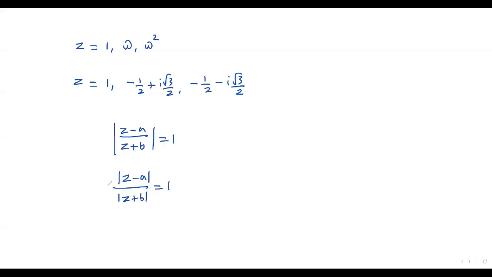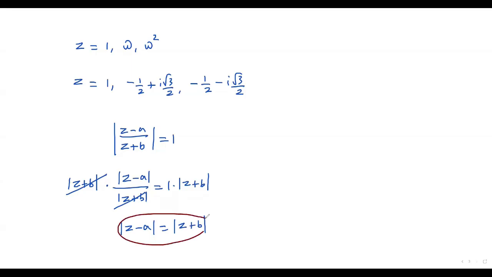Okay, now let me multiply both sides by what we have in the denominator, because I want to get rid of this denominator. Then I multiply both sides of this equation by absolute value of z plus b. Let me do it on the right side. Okay, when I do so, this one will cancel out. Then I'm getting absolute value of z minus a equals 1 times this one, which is the same, that is, absolute value of z plus b.